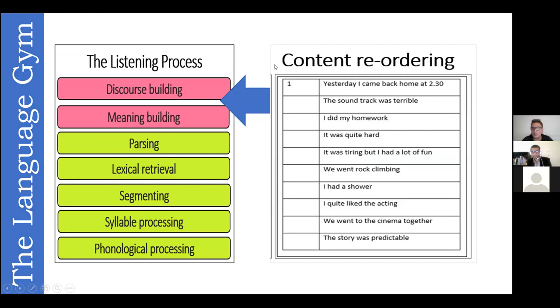Content reordering. This works on discourse building and meaning building. You read something in French, for instance. This is all in English. And based on what you say in French, they need to reorder the text. This works on discourse building skills.